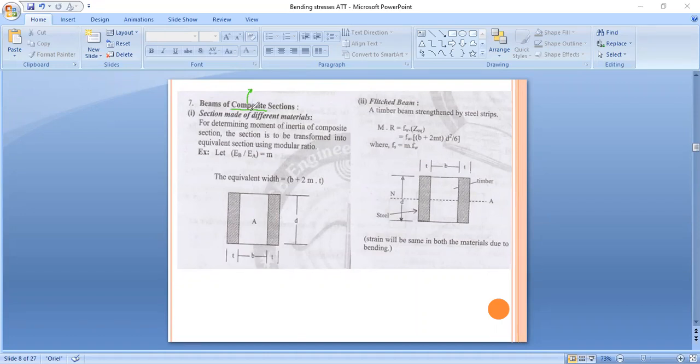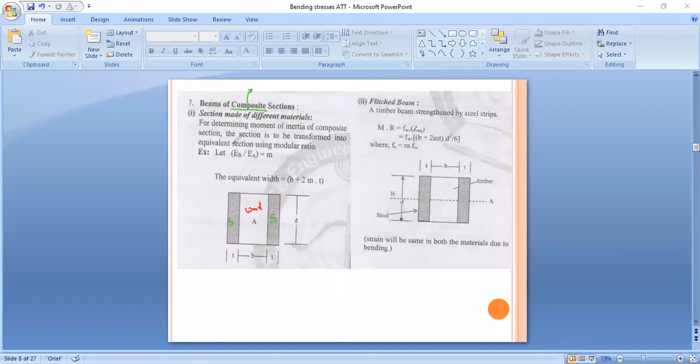Now we will see. Suppose this is our steel material. This is also steel. And this is wood material. So this particular member is made up using two materials. So this is called a composite section.